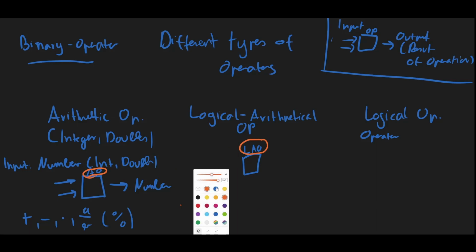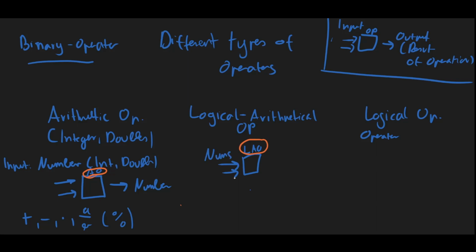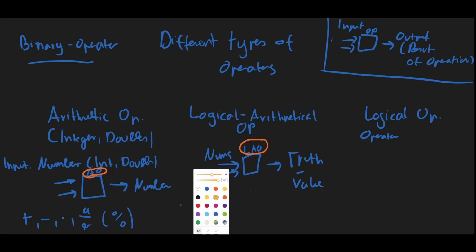And now something interesting happens. These also have as input numbers. So these are also binary operators which take as input numbers, but they actually have a boolean, a truth value, so either true or false, as an output, as the result of the operation. Okay. So remember, a truth value is either true or false. This is what a truth value is. Okay, it should be pretty obvious, right?